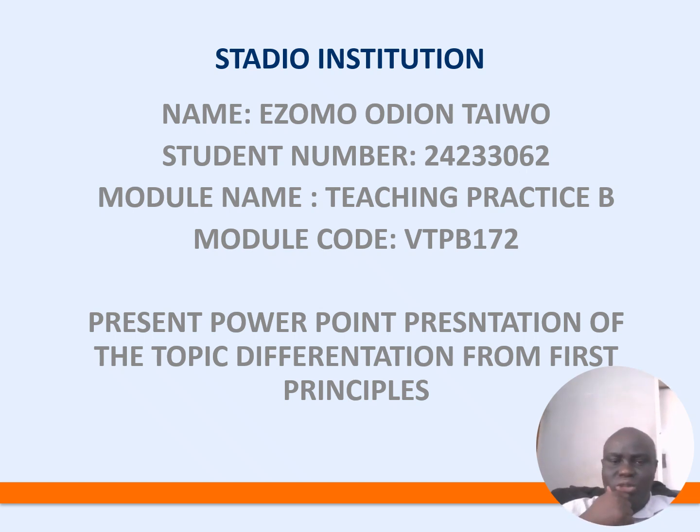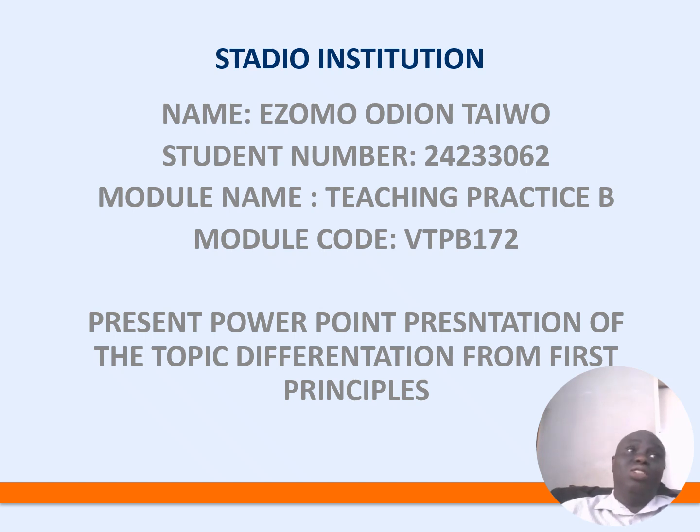I'm a student of Stadio Institution, and my name is Ezomo Odion Taiwo with the student number 242-33062. The module name is Teaching Practice B and the module code is VTPB172. I'm doing a presentation on the topic, differentiation from first principle.